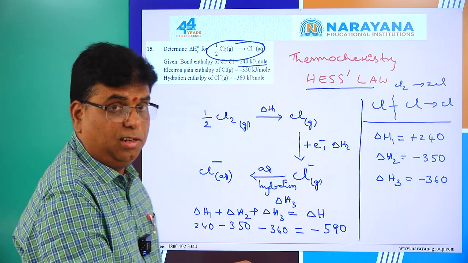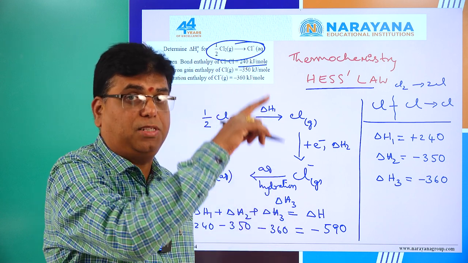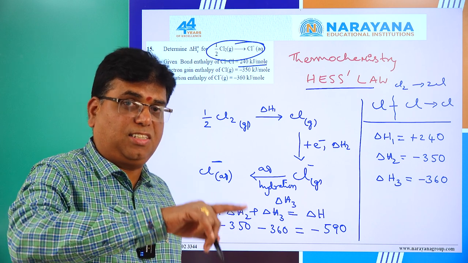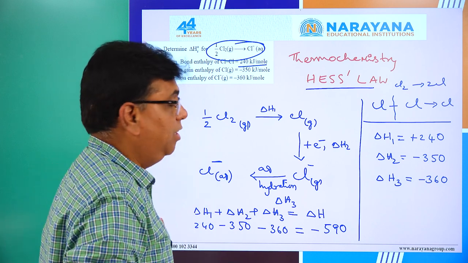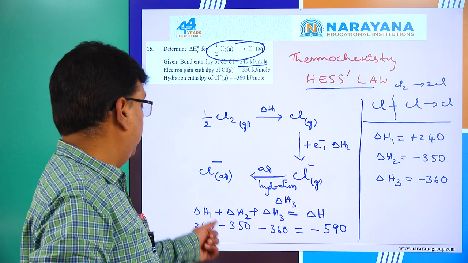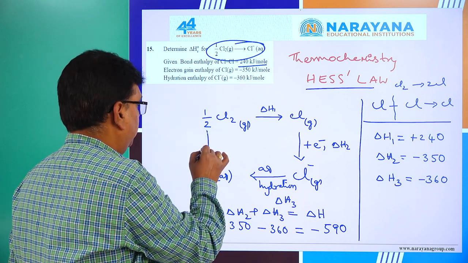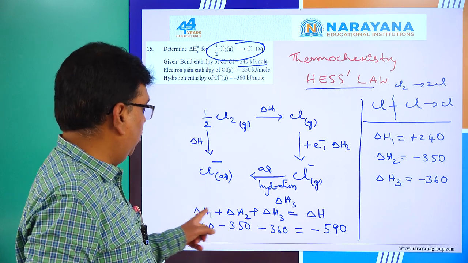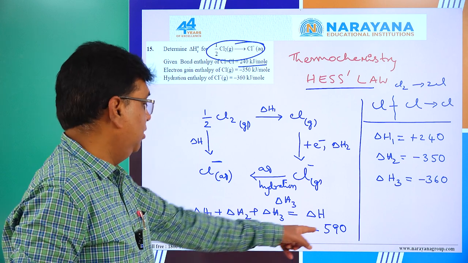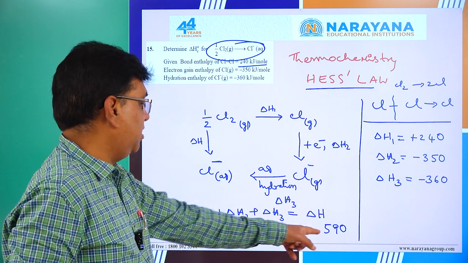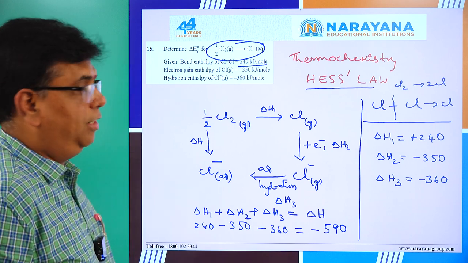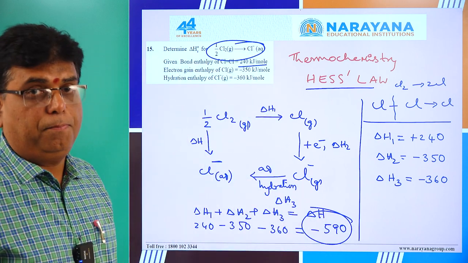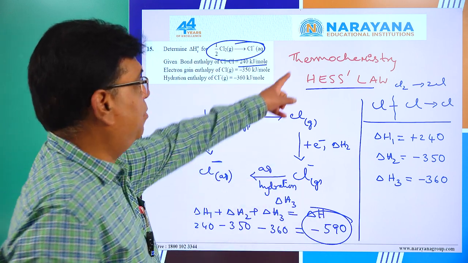This is what Hess's law says: the net enthalpy change in the overall reaction is equal to the sum of the energy changes that take place in each step of the reaction. Overall enthalpy change, this is delta H. Delta H is equal to delta H1 plus delta H2 plus delta H3. 240 minus 350 minus 360. What you will get is 590 kilojoule per mole. So your answer is this. Okay? Next. This is thermochemistry, Hess's law.